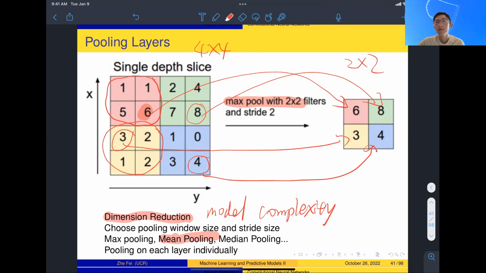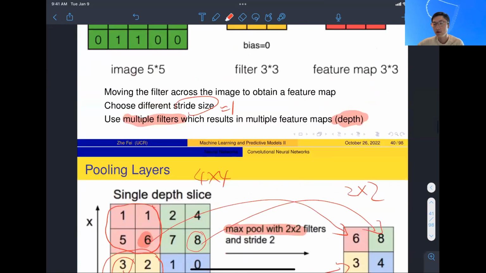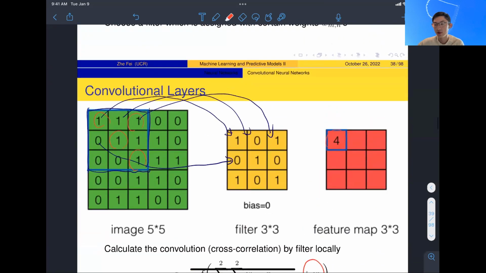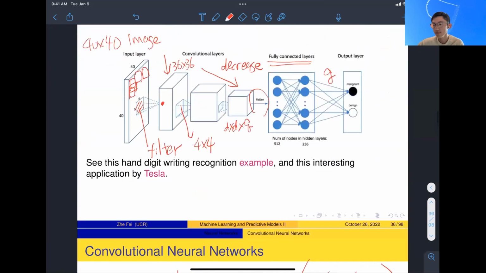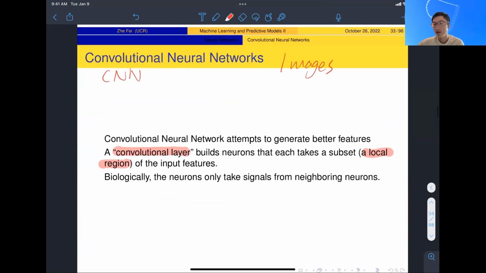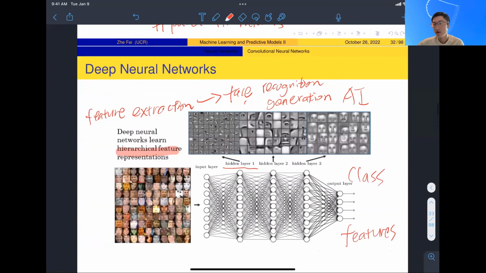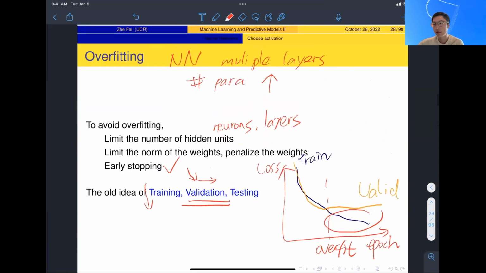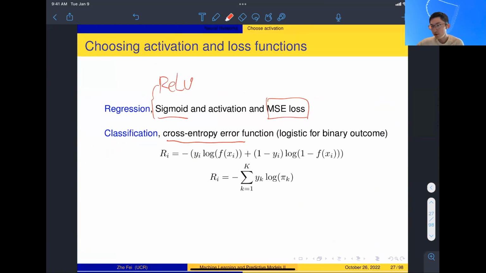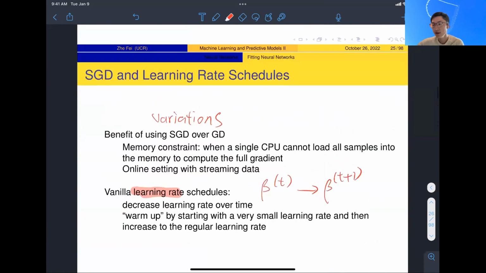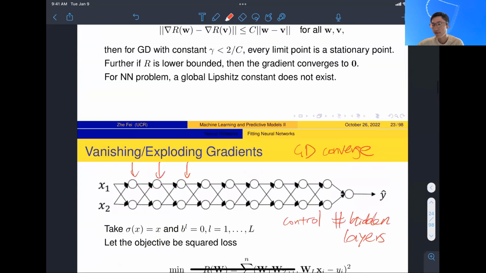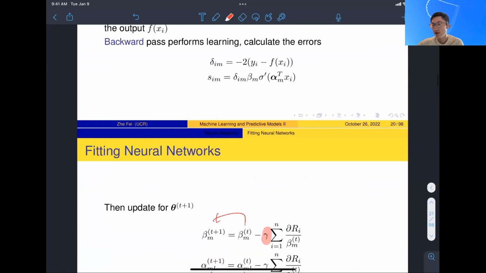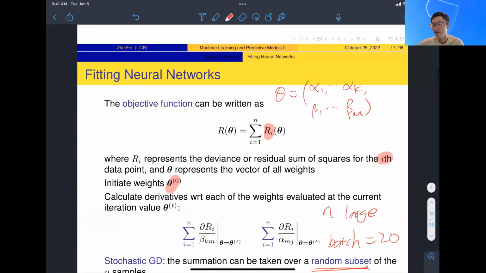And piecewise convergence. Sorry, what do you mean by piecewise convergence? I believe this is, so the convergence we define here is based on the objective function, right? We define our loss function. For example, the loss function, like we use R, right?